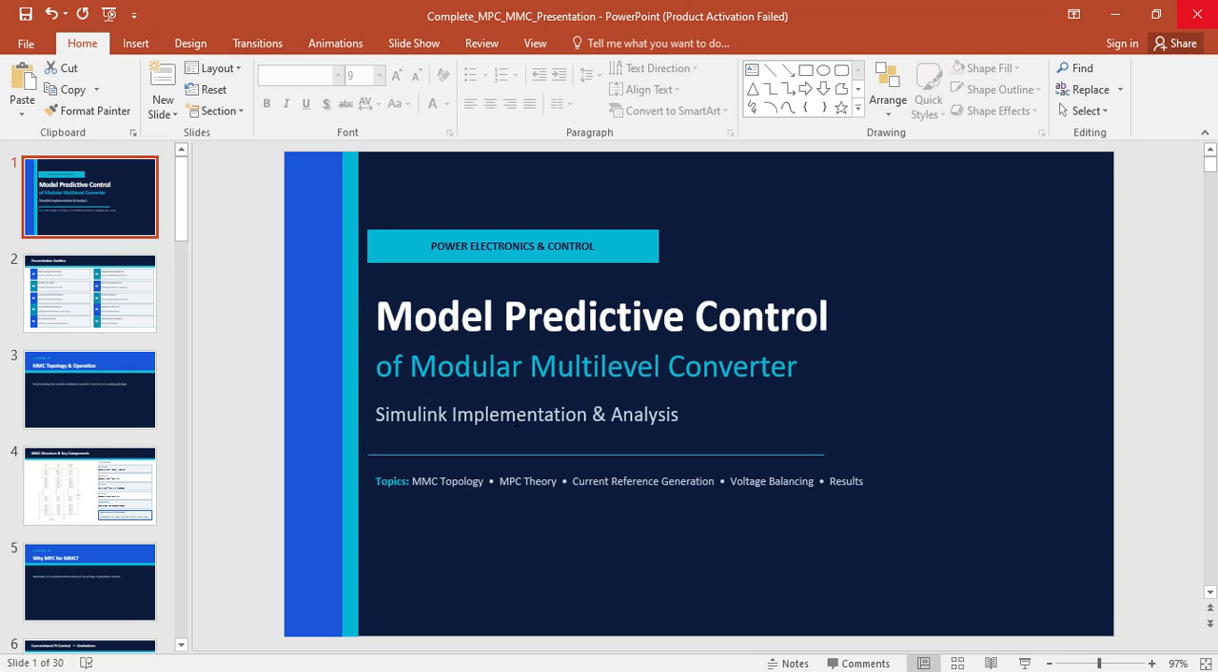I'll show you the Simulink implementation of this model predictive control, and in the end I will also compare it with the conventional PI or PID controller. So let's begin.